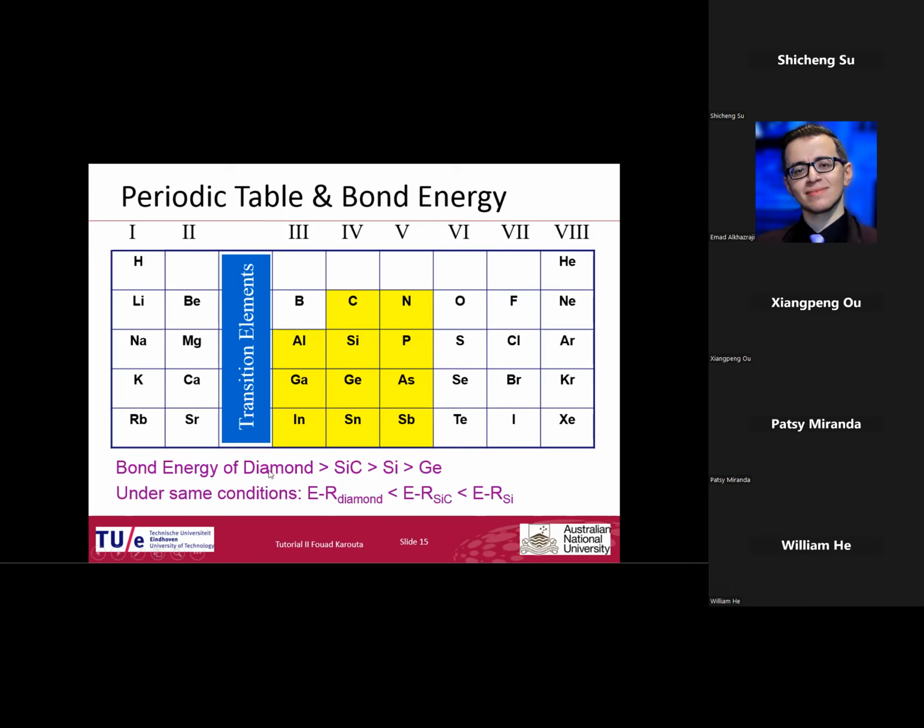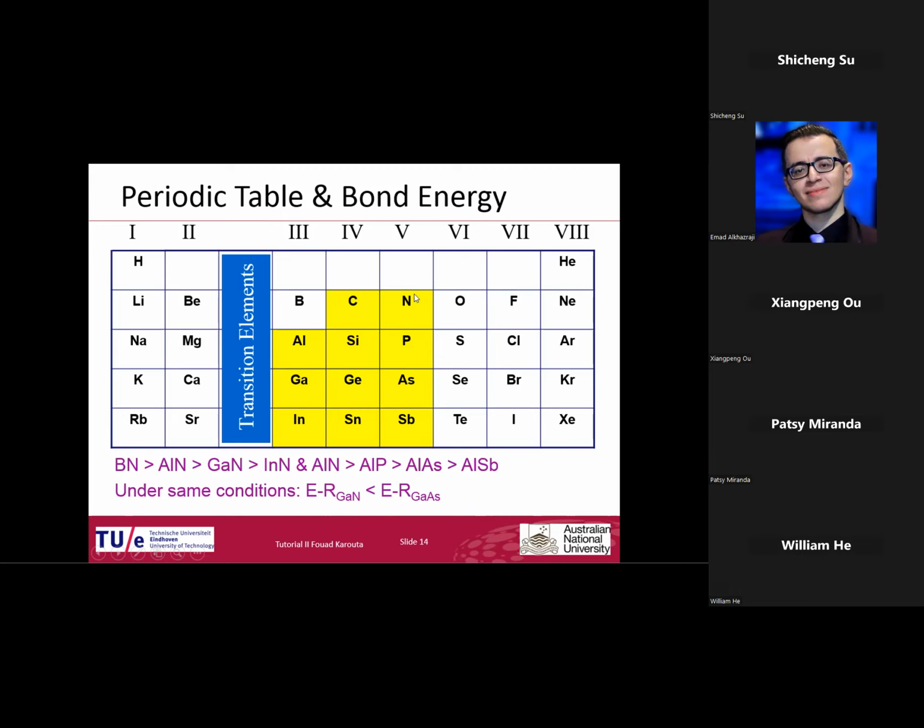The bond energy of diamond will be much higher than silicon carbide, which is higher than silicon, which is higher than germanium. So if you are etching silicon carbide, for example, or silicon, under the same condition, you would expect the etching rate of diamond to be much less than silicon carbide, much less than silicon, also lower than germanium. And the same stands for III-V.